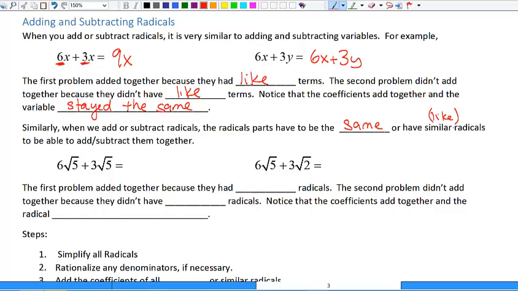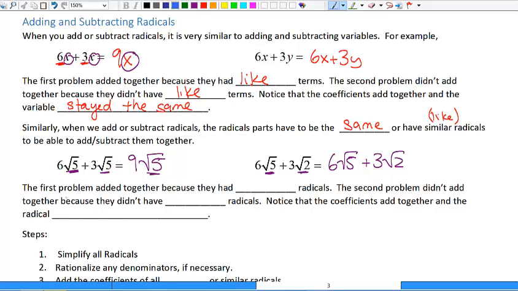So if I have 6 square roots of 5 plus 3 more square roots of 5, well, that just gets me 9 square roots of 5. Notice, just like in the variables, the x stayed the same. So do the radicals. The radical 5 has to be the same, and then it stayed the same. All we did was add the coefficients. But when I ask you what's 6 square roots of 5 plus 3 square roots of 2, root 5 and root 2 are not the same things. So we can't actually reduce those at all.